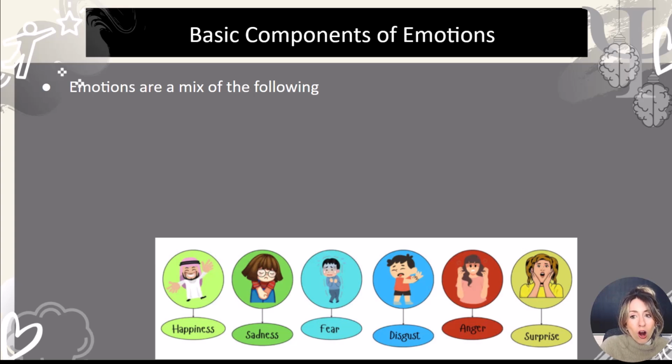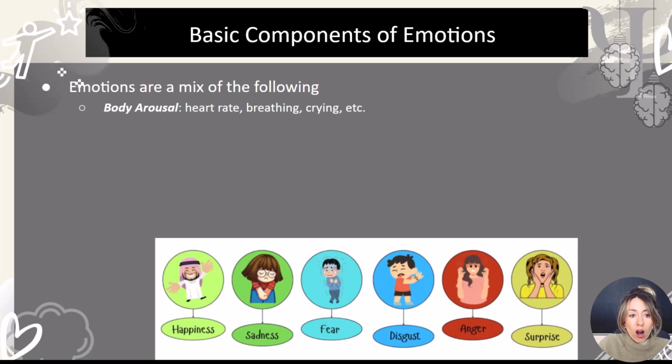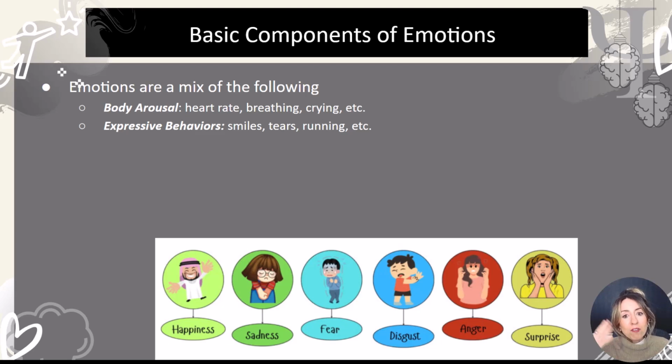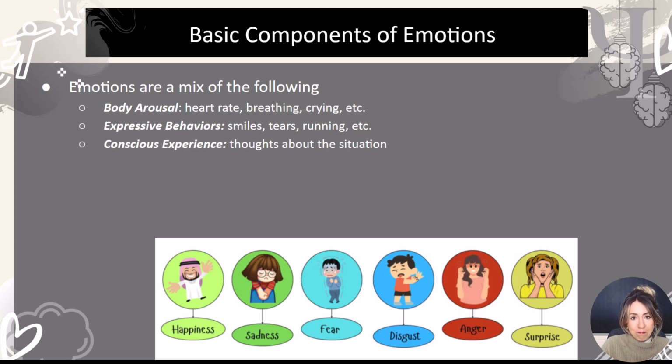So emotions are actually a mix of things, right? They are body arousal. So you have your body's kind of feeling, right? You either have your heart rate increase or your breathing, you might cry, you might shake, butterflies in your stomach, any of those things could happen. You have the expressive behavior. So you smile, you have tears coming down your face, you might run away if you're scared, or hunch your shoulders if you're sad. Any of those would be an expressive behavior.